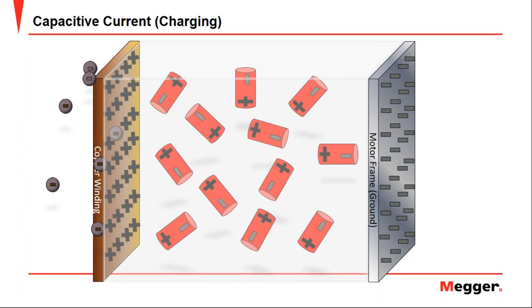This behavior of the free electrons is defined as the capacitive current or the charge current. This current has a very high value at the beginning, but once we reach the test voltage, it is quickly discharged.